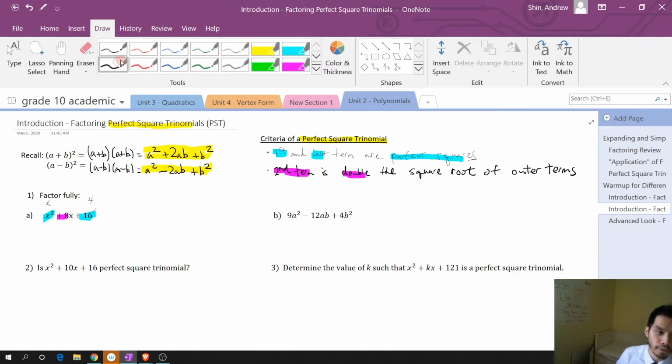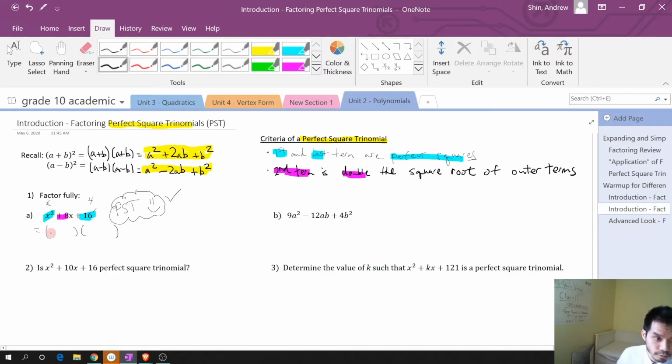Okay? So this is indeed a perfect square trinomial. It's a very important skill to be able to identify a perfect square trinomial. PST stands for perfect square trinomial, and that's what we're going to do here. So now that it's a perfect square trinomial, we can factor this using a shortcut.